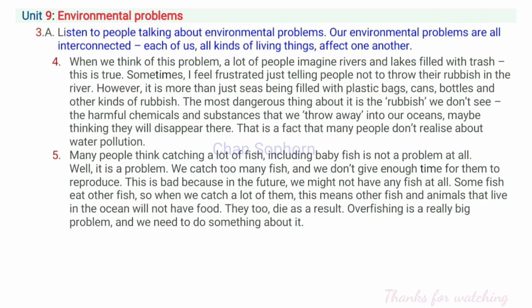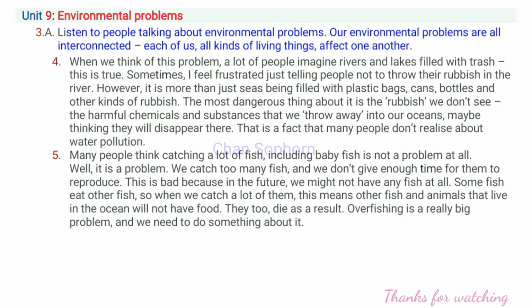Number 4. When we think of this problem, a lot of people imagine rivers and lakes filled with trash. Sometimes I feel frustrated just telling people not to throw their rubbish in the river. However, it is more than just seeing seas being filled with plastic bags, cans, bottles and other kinds of rubbish.